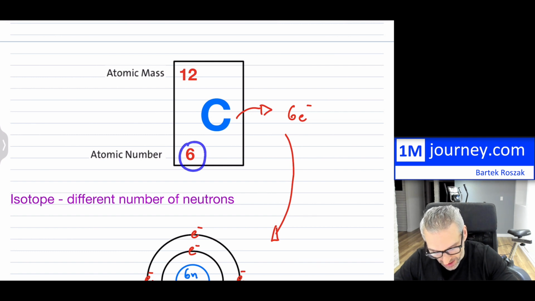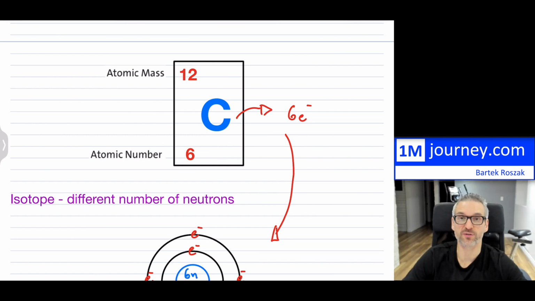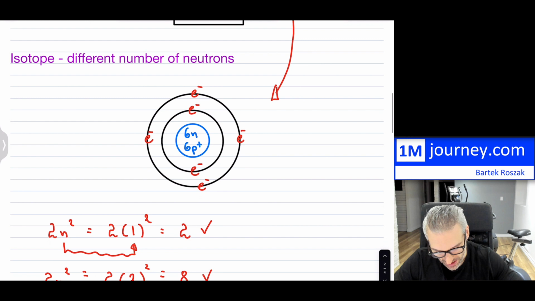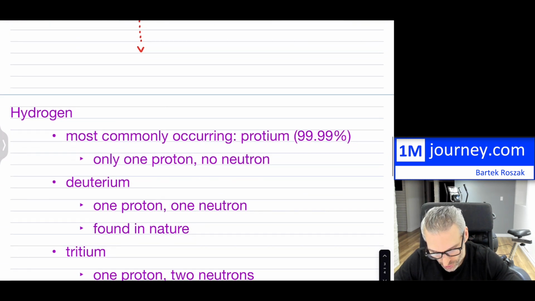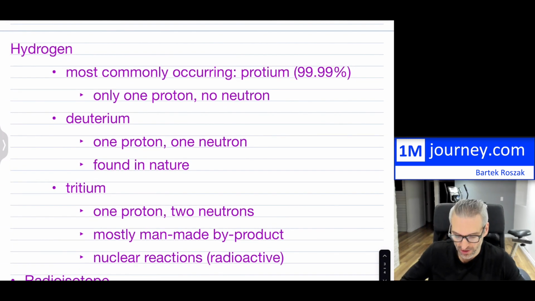Protons will never change, right? So if you have 5 or 6 protons, well, 5 is a completely different element than 6 is. And you can look those up within your actual periodic table. So now here it is.